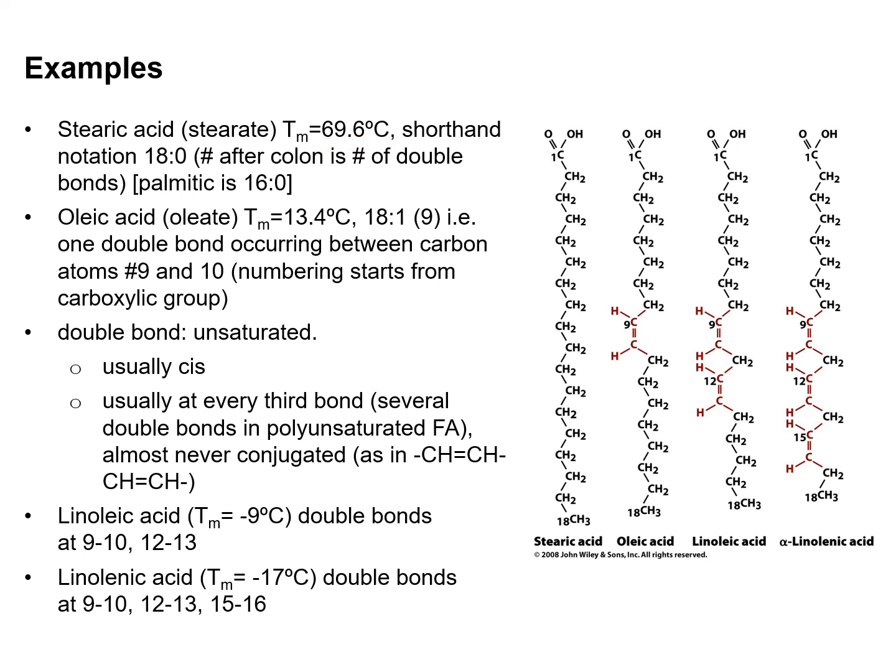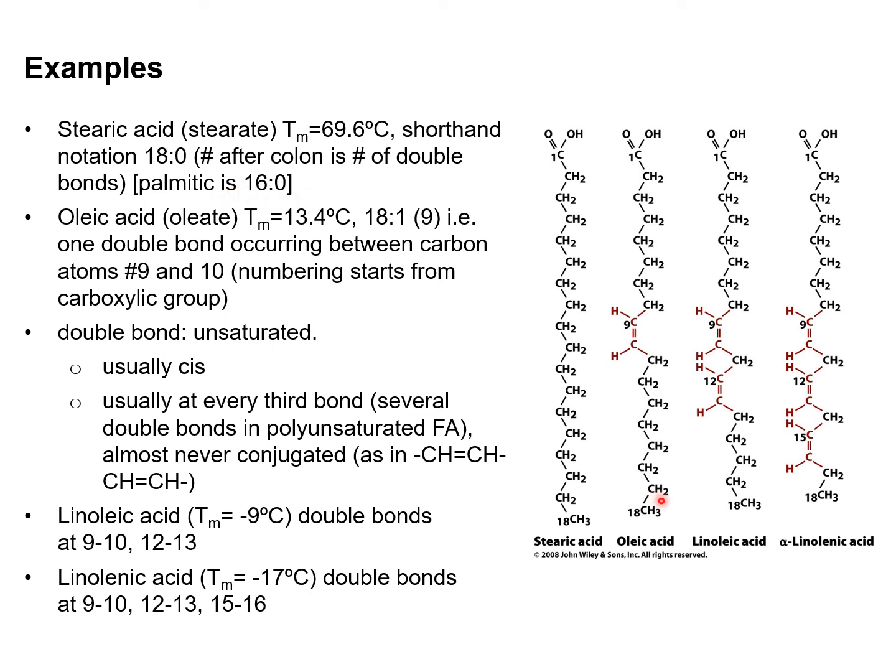And shorthand notation for that will be 18:0, where 18 means the total number of carbon atoms, and 0 means the total number of double bonds. So obviously there's no double bonds, so it's going to be 18:0. And an example for such shorthand notation will be palmitic acid, which is 16:0.